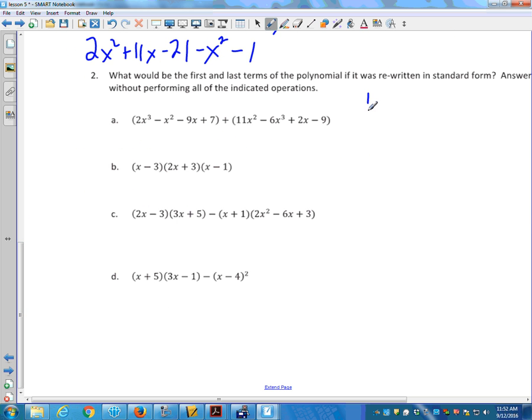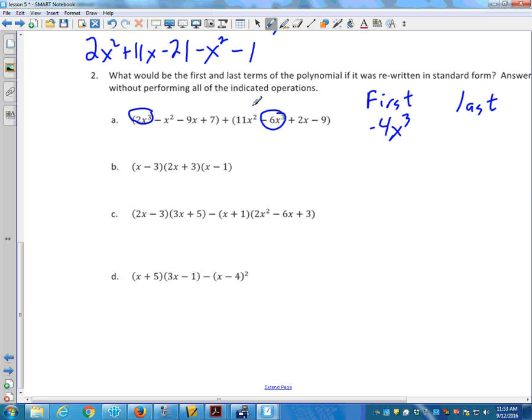And finally, this is a little bit easier. The directions are, all we need to do is figure out what the first term and the last term are. We don't have to do the whole problem. We can figure out the first term, which would have the highest exponent. So I see a 2x to the third here, and I see a negative 6x to the third here, and we're adding those together. So the first term is going to be negative 4x to the third. I don't have to worry about anything else. That's the highest exponent, that's the first term.